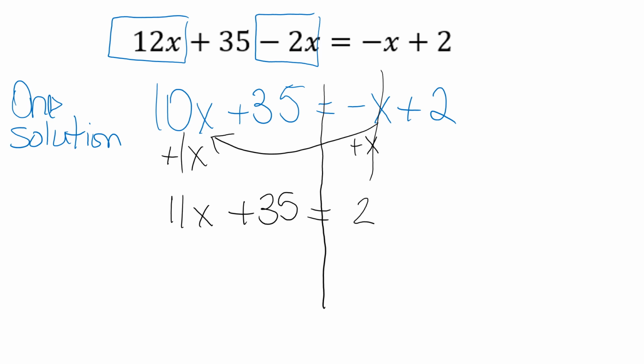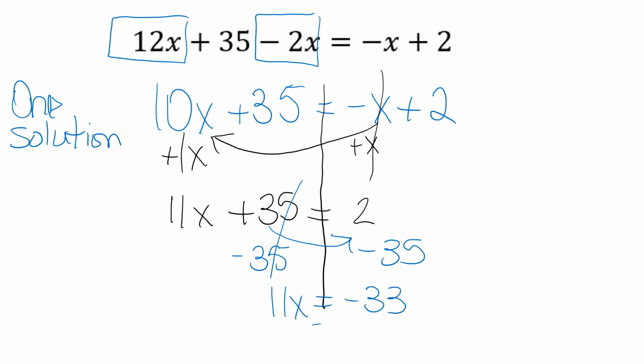I am now ready to move the 35 to the other side of the equal sign, so I do that by using an inverse operation, so negative 35 to both sides. Those cancel. 11x equals negative 33, and then your final step is to divide by 11, so x equals negative 3.